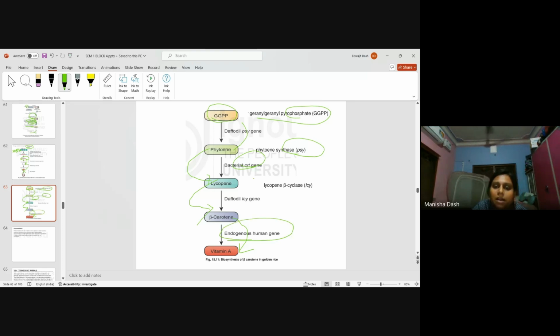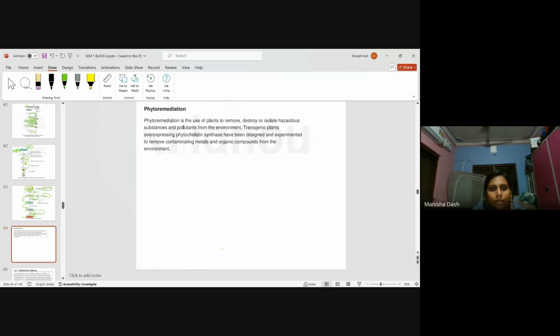So this particular transgenic plant has multiple transgenes introduced into it. They all take part in the same metabolic pathway to produce vitamin A from the precursor GGPP, so that the rice is enriched with a high amount of vitamin A. Now, there are many other applications of transgenic plants also, you can go through them in your study material.